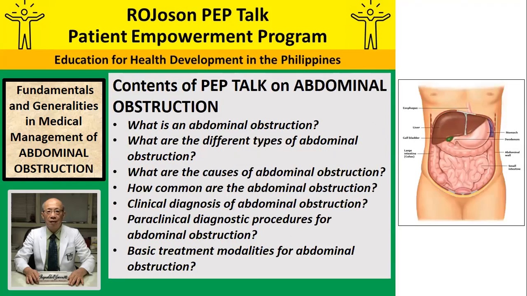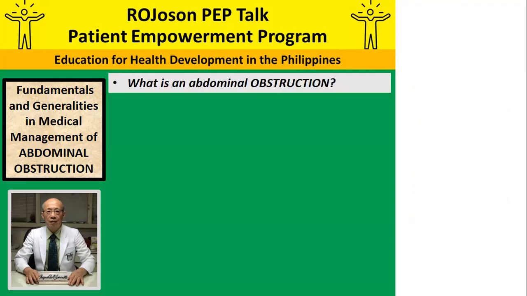So the content of this particular talk on abdominal obstruction will be the following. What is an abdominal obstruction? The different types, causes, how common are the abdominal obstructions, clinical diagnosis, paraclinical diagnostic procedures usually being done, and then the basic treatment modalities for abdominal obstruction. So just fundamentals and generalities. So let's start with the first topic. What is an abdominal obstruction?